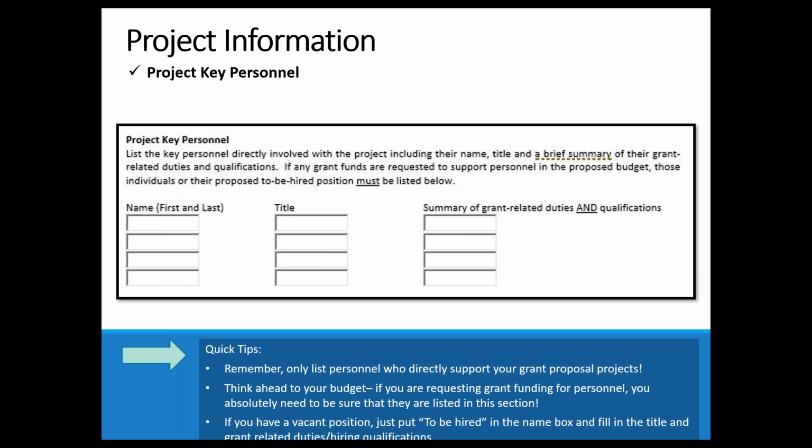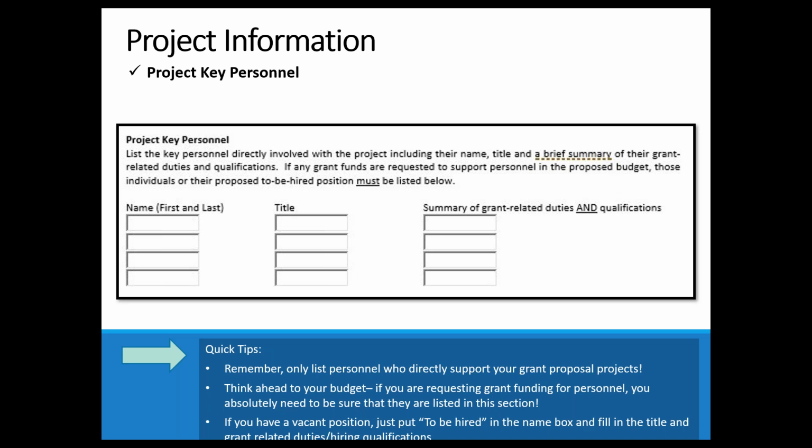Now, if you're hiring positions like interns, or you've created a position that you're asking for grant funding for, we'd still like you to go ahead and put in the title and the summary of their grant-related duties. But if you haven't hired those yet, under name, you can just put to be determined or to be hired. But it's very important that you're listing all the personnel that are involved with your grant project, especially if you're asking for grant funding to pay for some of those costs.